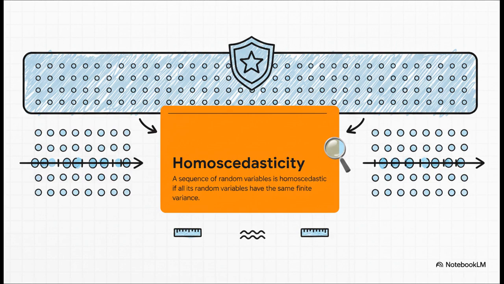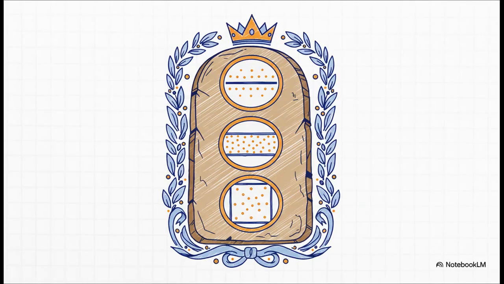Now, this idea of homoscedasticity is just one of several key ground rules, which are all part of what we call the Gauss-Markov assumptions. For this ideal world, the rules are pretty simple. On average, our errors should be zero, they need to have that constant variance we just talked about, and they shouldn't be related to each other. When all these things are true, something really special happens.